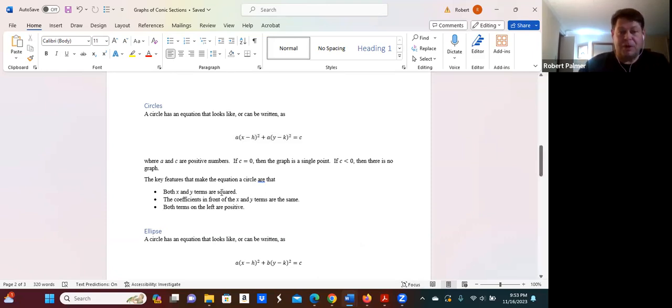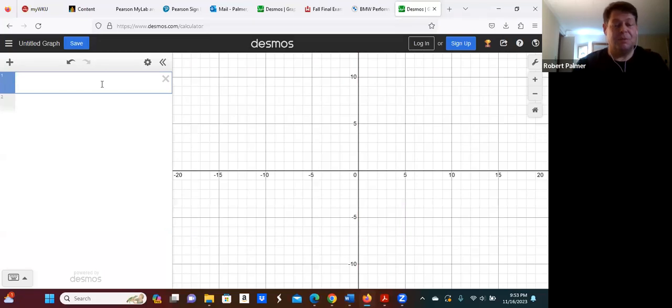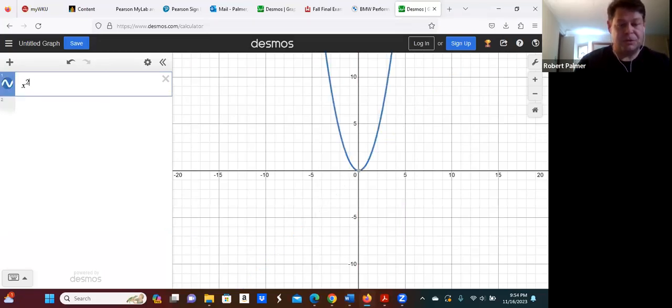So once again, both X and Y terms are squared, which they are. The coefficients in front are both the same and also both positive. Now this C here also has to be positive. Turns out if C equals 0, the graph is actually a single point. And if C is negative, then there's actually no graph. Let's take a look at that with Desmos. So let me just erase this. Let's do a basic one. Let's do a very basic circle to demonstrate this.